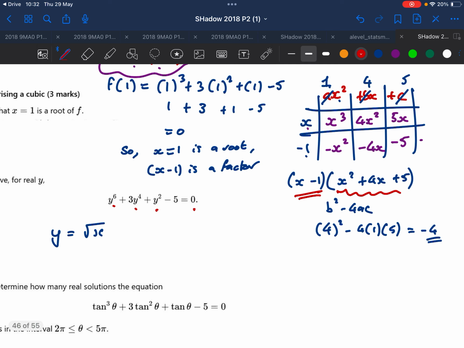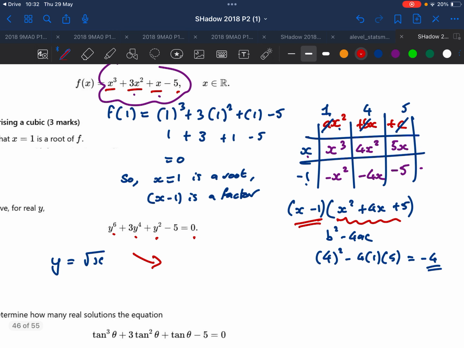So let's now go back to this one here. So what did we say again about this? We said that y to the power of 6. So we said that y was equal to root x. So what we can do then is, well, we could do this maybe. And then it means that we could rewrite our factorization as over here, but we could do it with y squared. So we could do that.